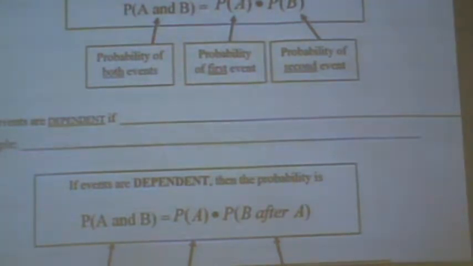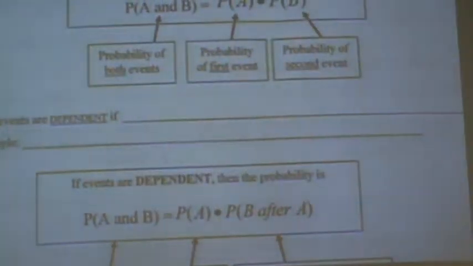So an example of this would be our first game of rock, paper, scissors. Your first event didn't determine your second event because you could pick rock, paper, scissors for both events if you wanted to. So this pertains to our first rock, paper, scissors game.